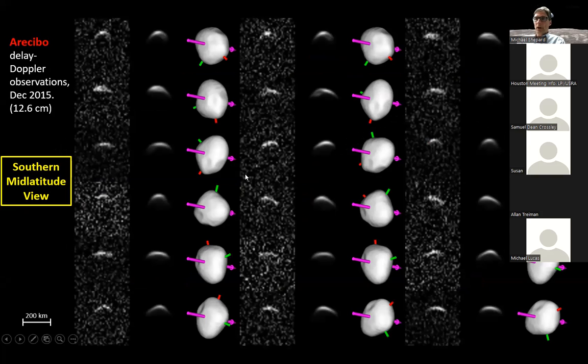So all of these are in column format, the ones I'm going to show you. Here you have the radar image, delayed Doppler. This is the shape model at the proper orientation, and this is a synthetic view, what this model should generate to the radar. And so you can compare these directly, and the closer these look, the better your shape model. But overall, I would say we've done a pretty decent job with this. This is a southern mid-latitude view, so we're seeing more of the South Pole.